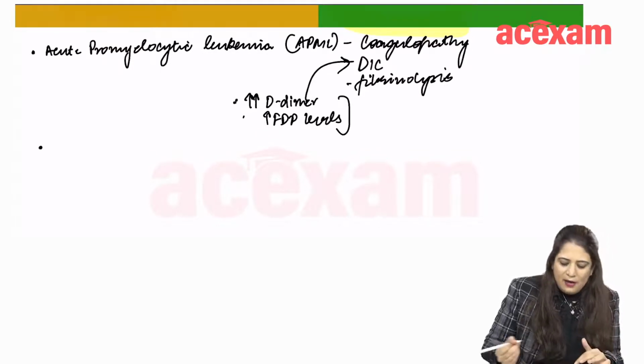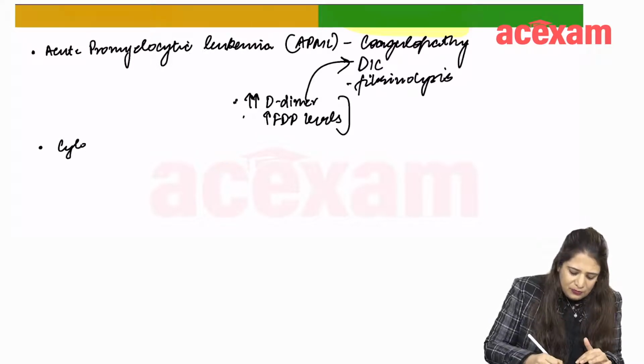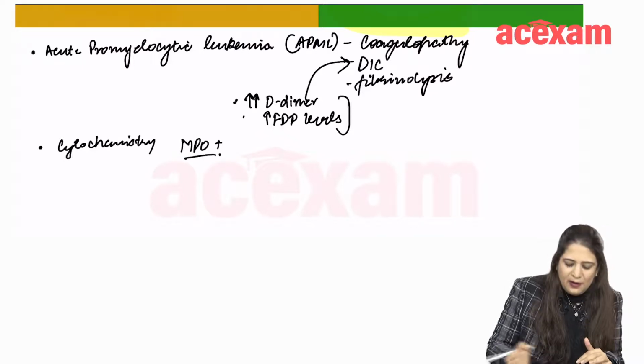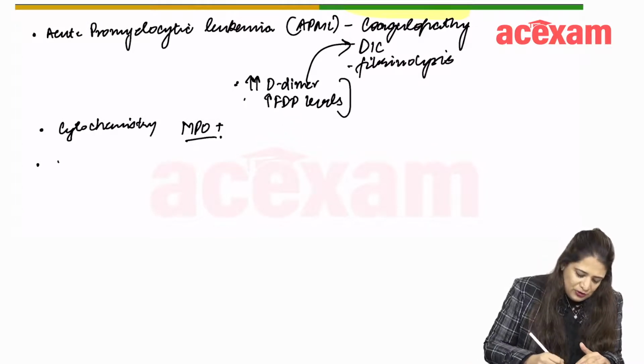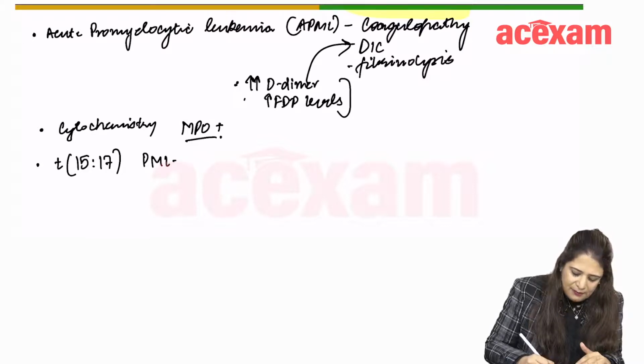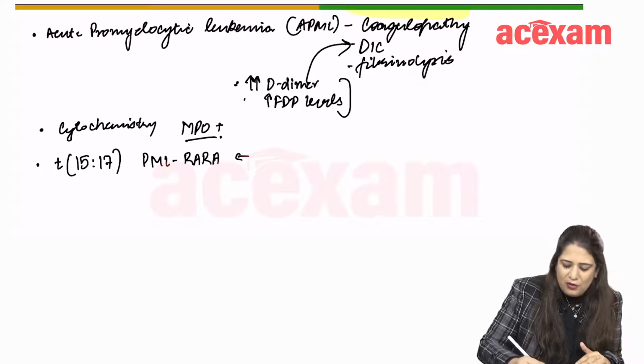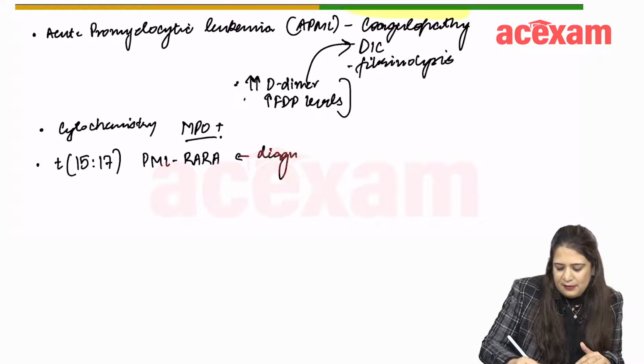Then again, the cytochemistry shows this intense MPO positivity. That is one thing that you should know. And the typical translocation, which is the translocation 15;17, also known as PML-RARA, is diagnostic of APML.